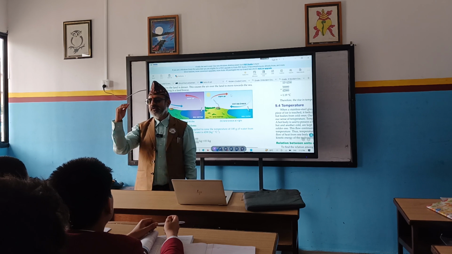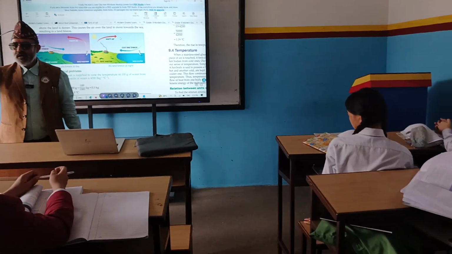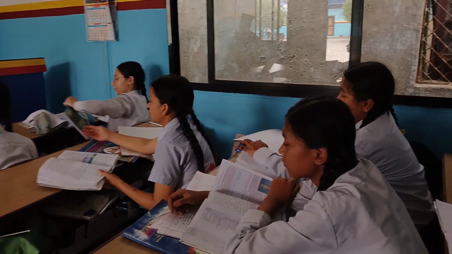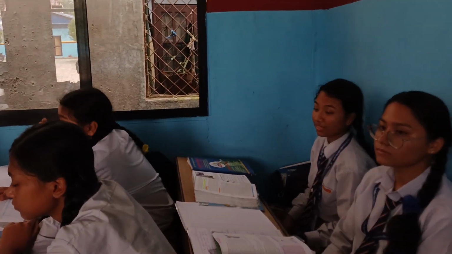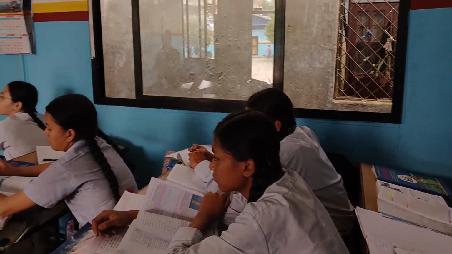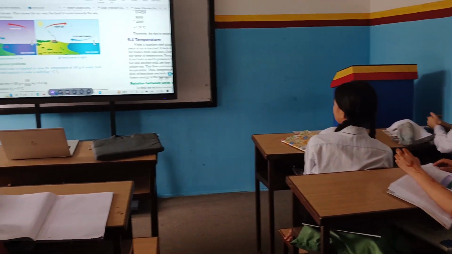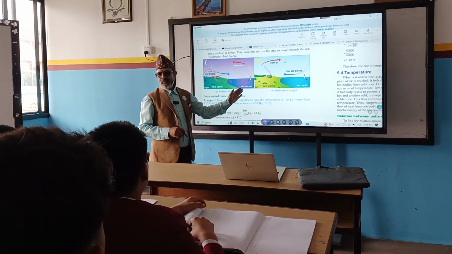Air moves from one place to another, either from water bodies to land or from land to water bodies. So, this is night time. At night time, cool air moves from land to sea. That is called land breeze. The movement of cold air from land to sea is called land breeze.